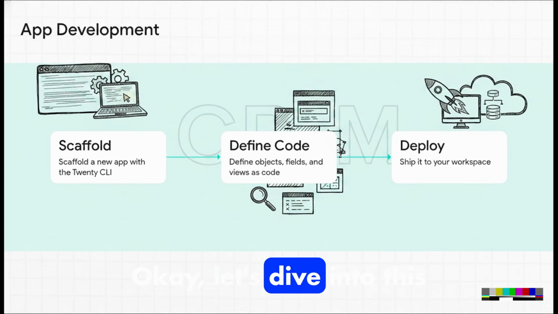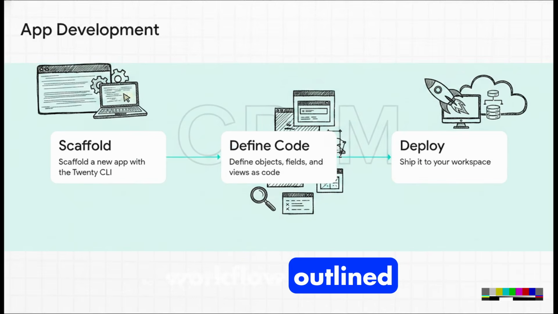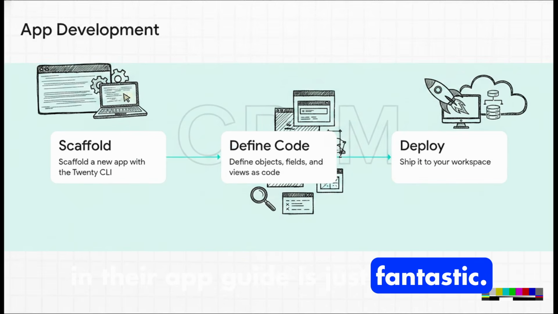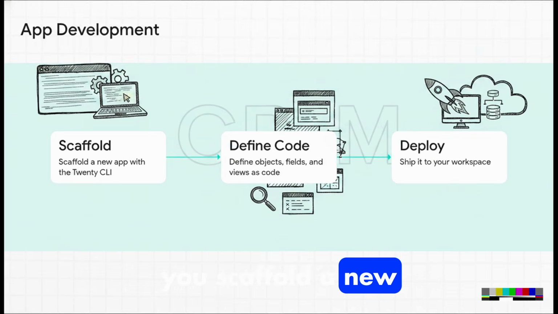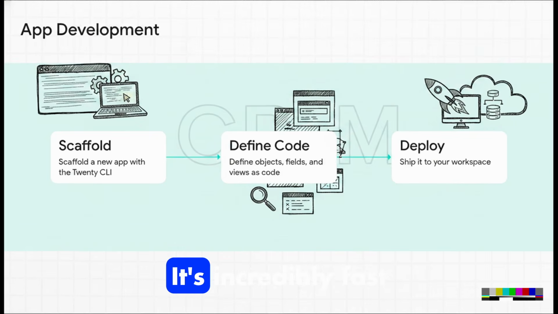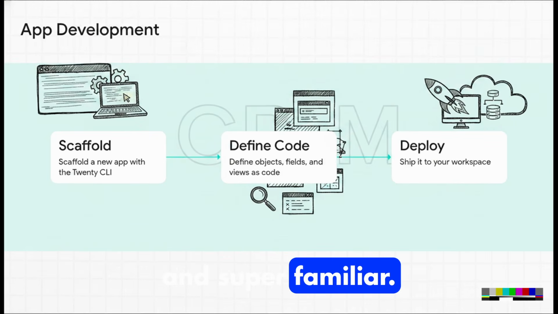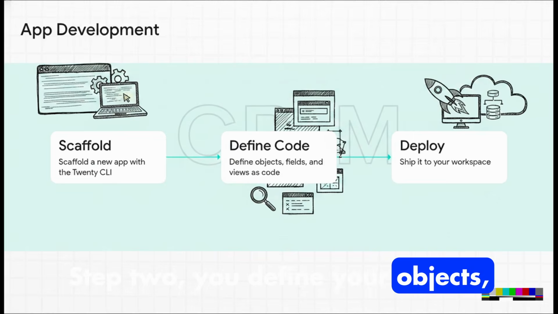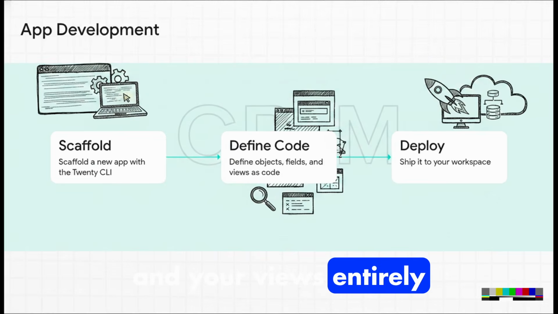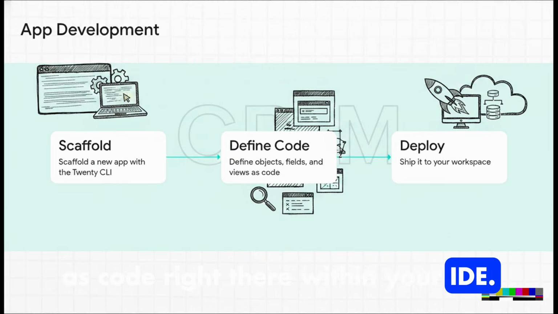Okay, let's dive into this because the developer workflow outlined in their app guide is just fantastic. First up, you scaffold a new application using the Twenty CLI. It's incredibly fast and super familiar. Step 2, you define your objects, your custom fields, and your views entirely as code, right there within your IDE. And step 3, you just ship it to your workspace.